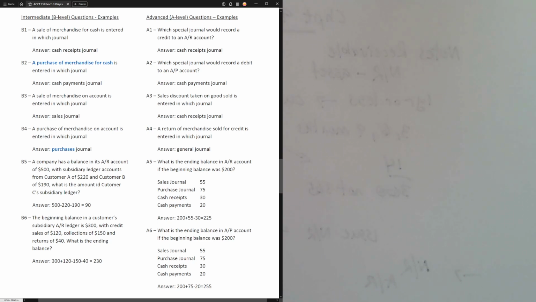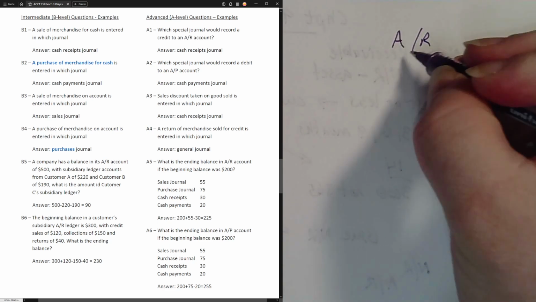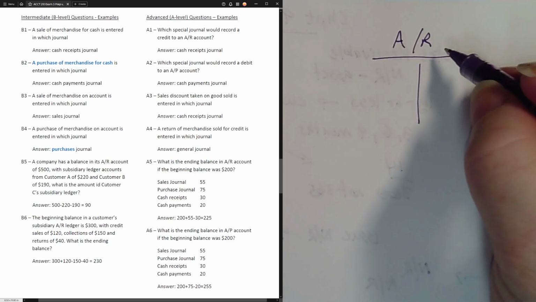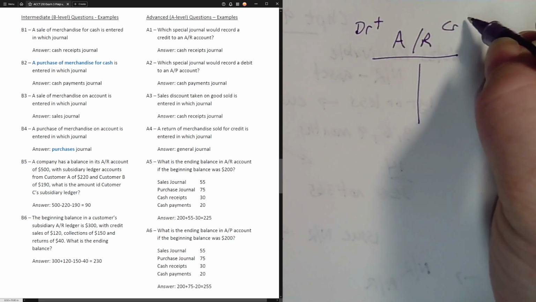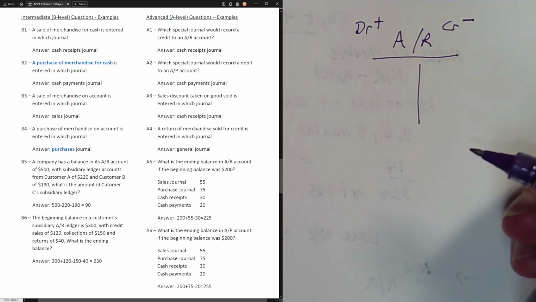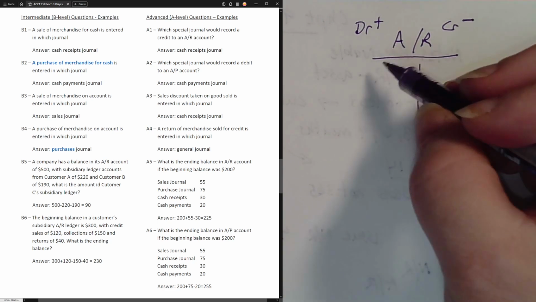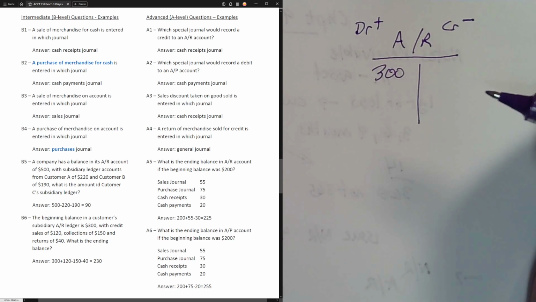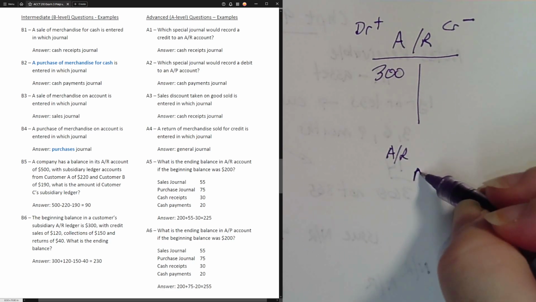B6, the beginning balance in a customer's subsidiary AR ledger is 300 with credit sales of, okay, so here we're just trying to remember what increases and what decreases an AR account. So AR is an asset, and so asset has a normal debit balance, meaning debits increase and credits decrease. Remember, this is when we make a sale on account. We record a credit for sales revenue and a debit to AR that we collect at some point. So if it says we had a beginning balance of 300, and it says with credit sales of 120, remember credit sales are debit AR, credit revenue.